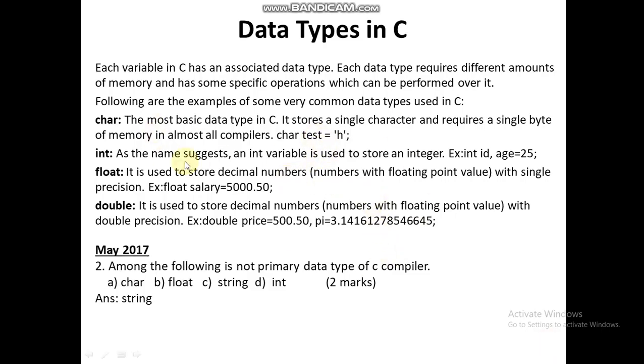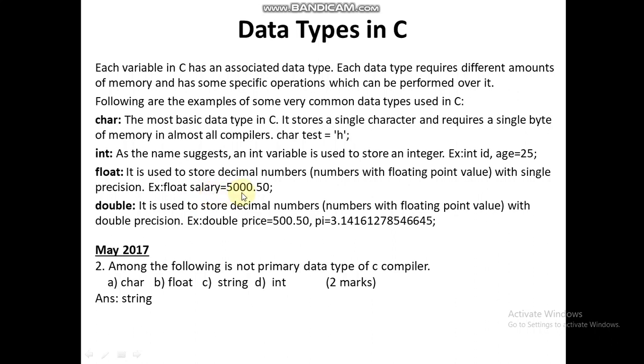Okay, so for example here, int age equal to 25. Int is used to store integers, which means it contains only whole numbers, not decimal point numbers. Then float is used to store decimal numbers. If there is a decimal point, then to store such numbers the float data type is used: numbers with a floating point value with single precision.